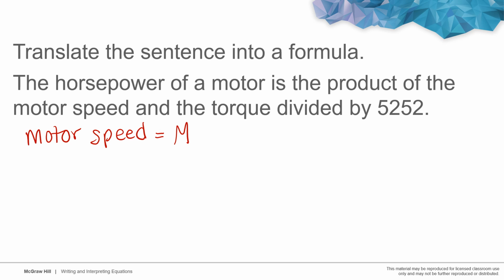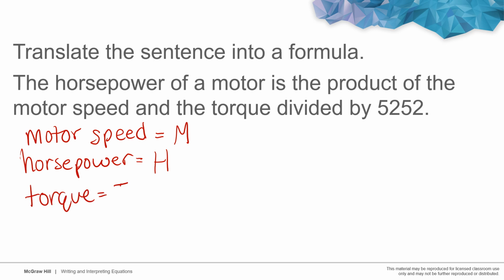All right, what else do I not know? The horsepower. Again, use a variable that represents it. I'm going to use H because it starts with an H. And then lastly, what do we also not know? We got motor speed, we got horsepower. Well, it's motor speed. The last thing is we don't know the torque. So the torque, and I'm going to use T for that.